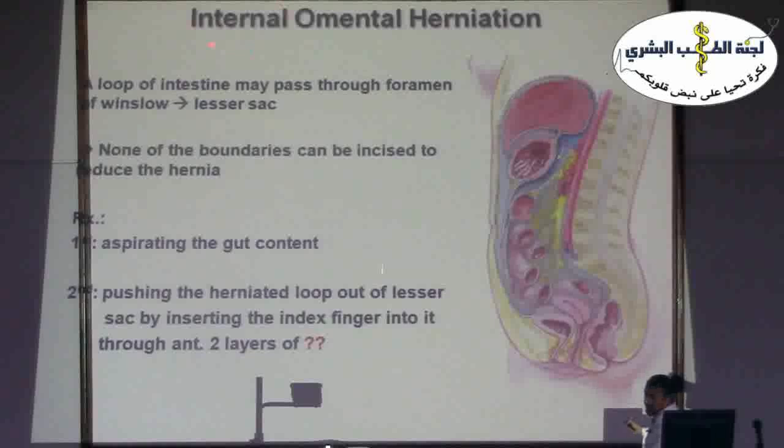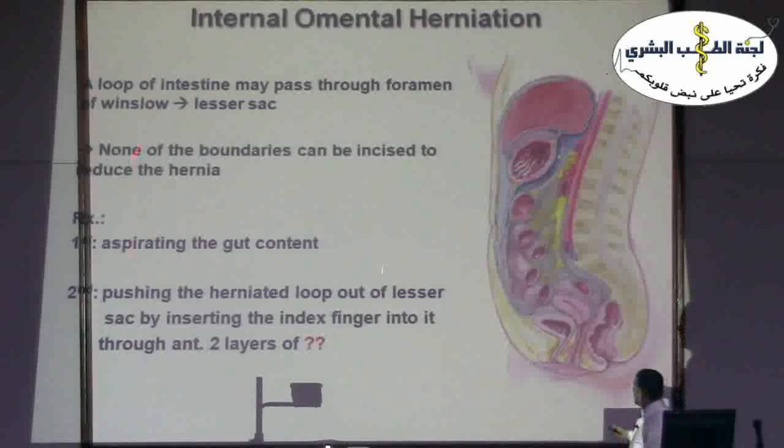Internal, inside the body. Herniation is that hernia. But this kind of hernia is internal. It's not external to the outside. It's within the abdominal cavity and it's related to the omental bursa. Omental bursa is the lesser sac. So part of the intestine can pass through the foramen of Winslow and get stuck in the lesser sac.